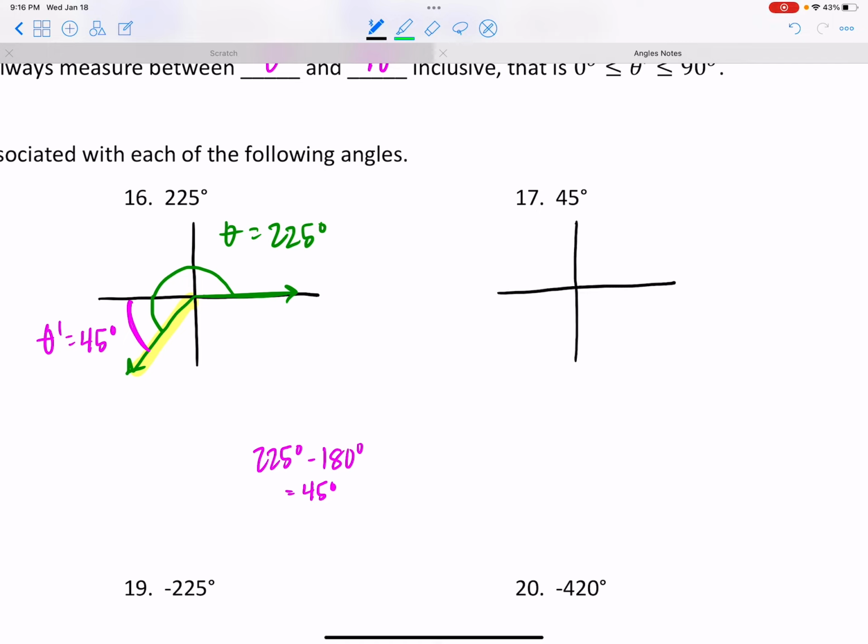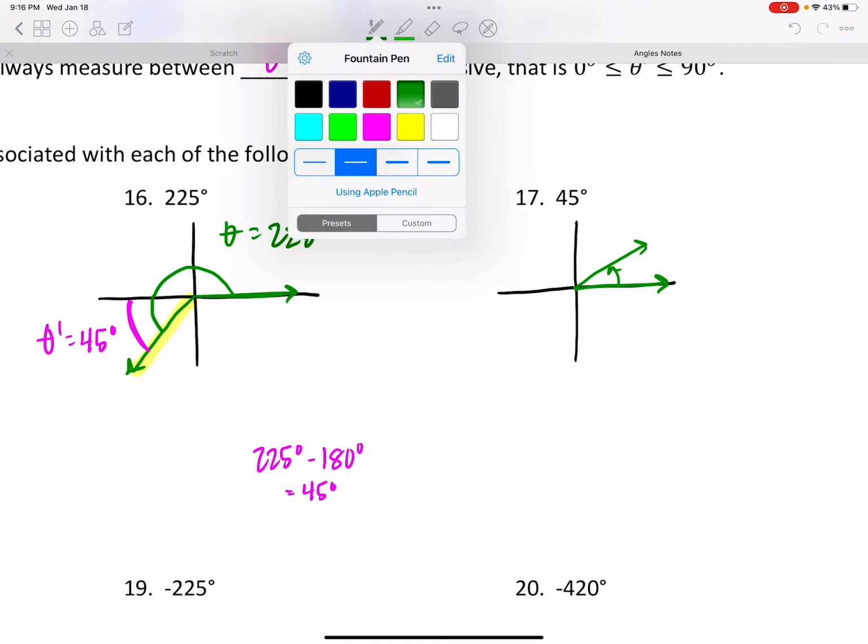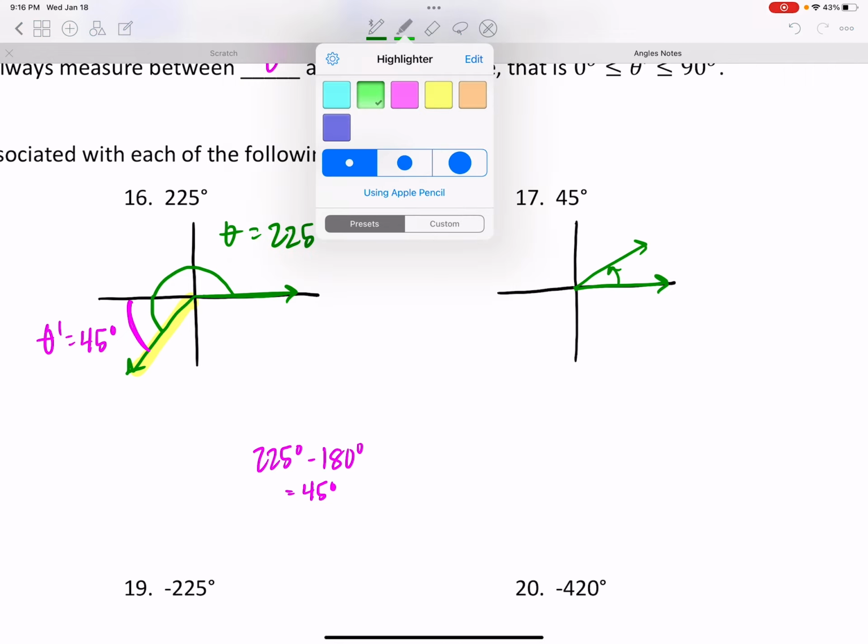All right, so let's get a 45 degree angle. So initial side, 45 is not going to go to 90. It's going to land here. So this is what a 45 degree angle would look like. Again, you're trying to find an acute angle, or maybe a 90 degree angle, that gets me back to the x-axis. So think about all the options.